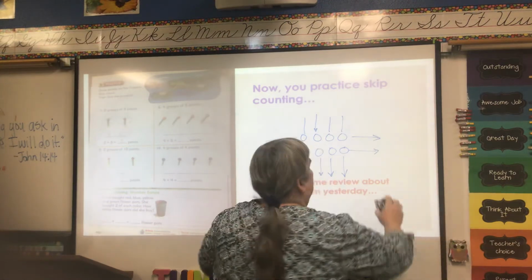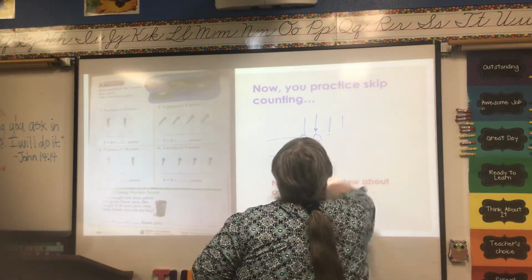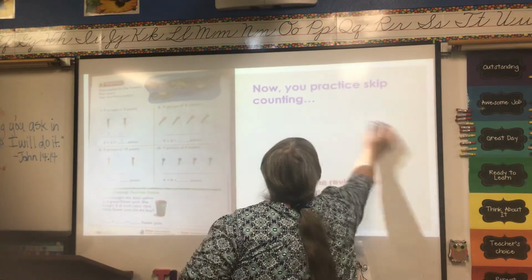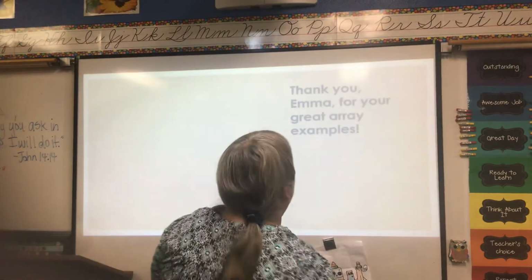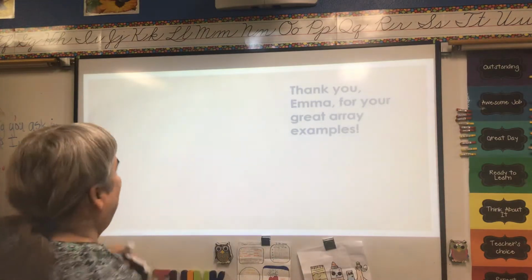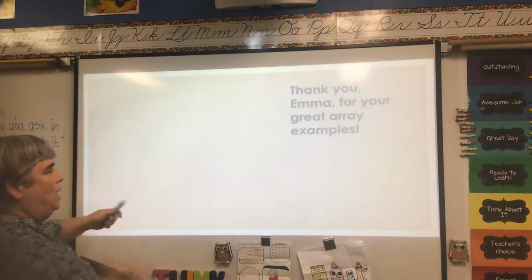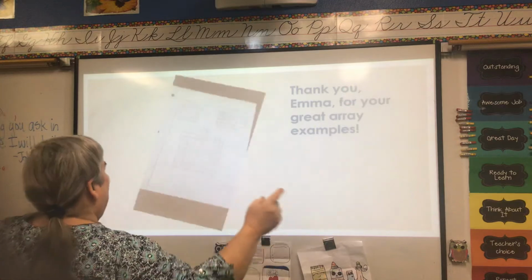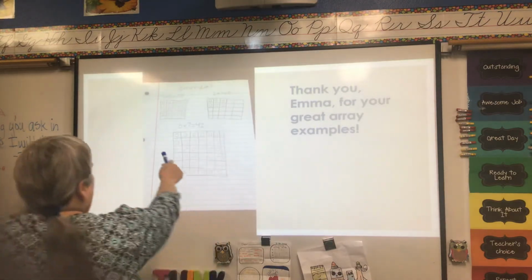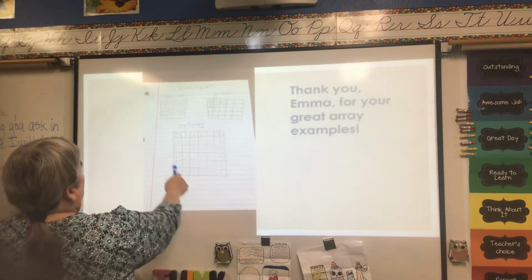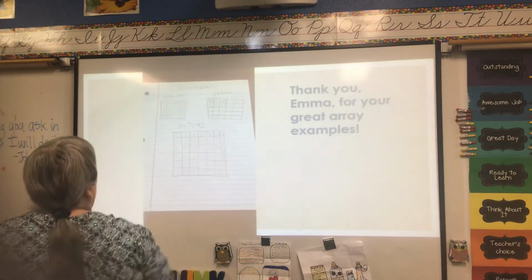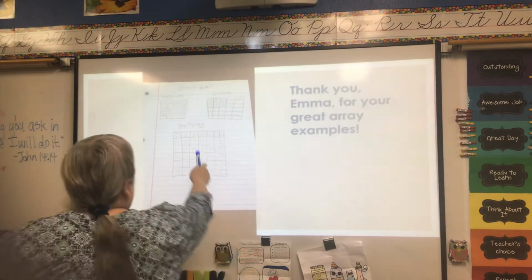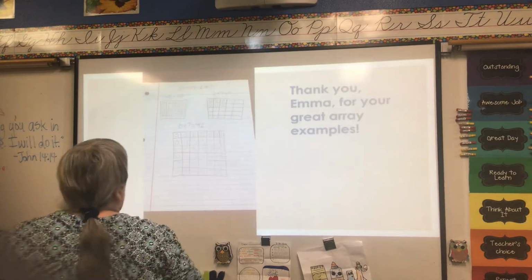And one of your students actually showed that really nicely. So the only thing, just go slow. Here we go. Thank you, Emma, for your great array examples. So you notice she has rows. She said 6 rows of 7 columns equals 42. That was a great array. That's a pretty hard problem, so I was impressed by that.